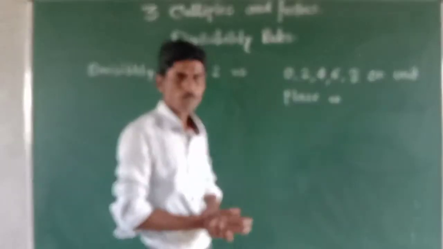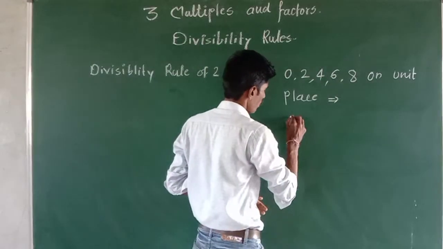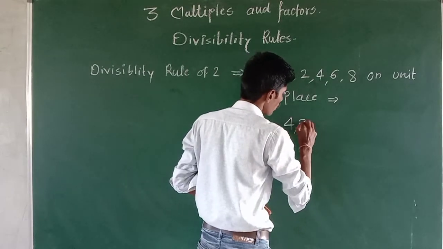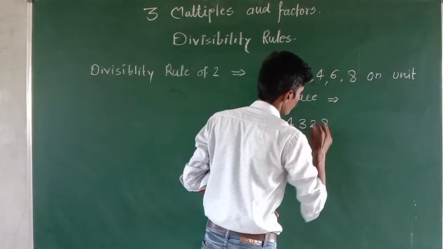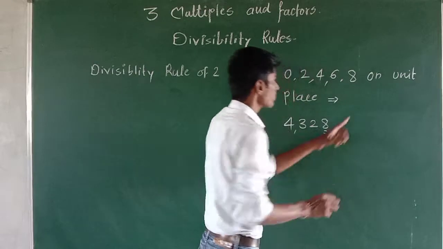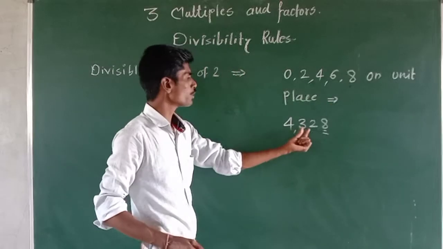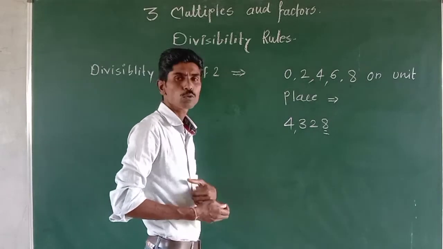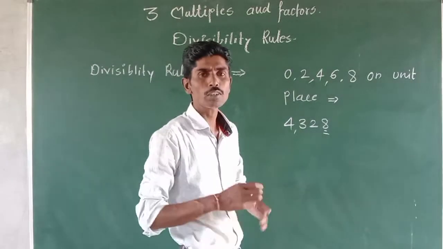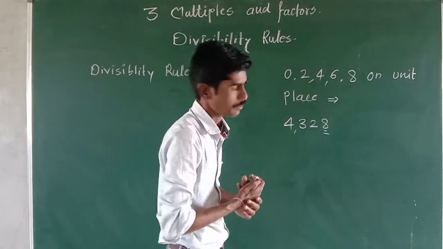Suppose we take an example, 4328. On the unit place there is an 8. That's why 4328 is divisible by 2, exactly divisible by 2 without any remainder.